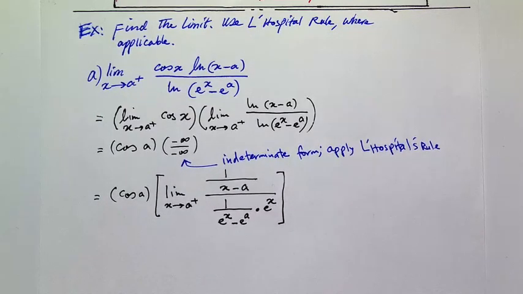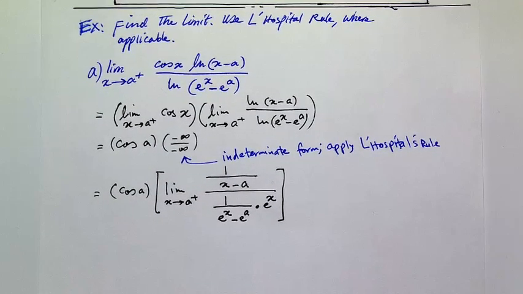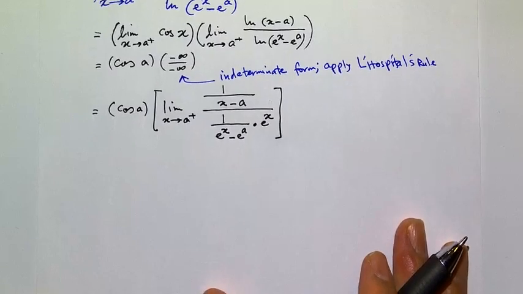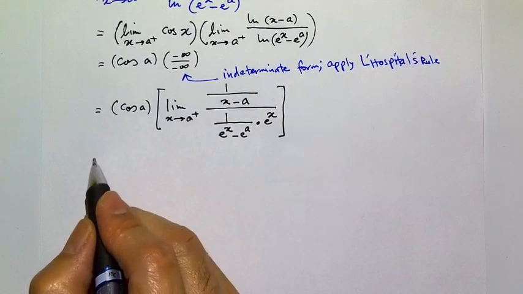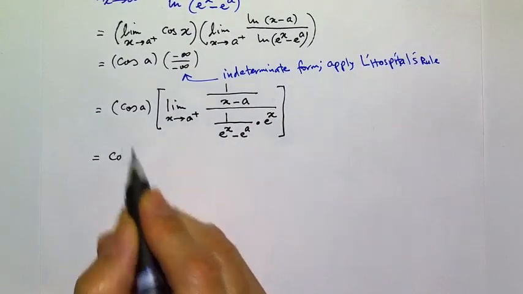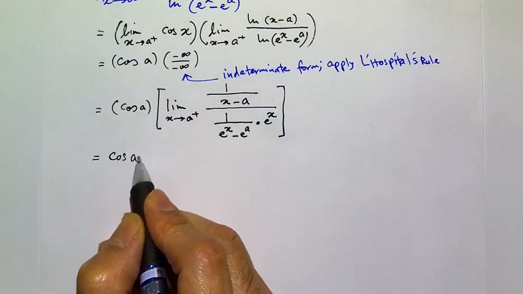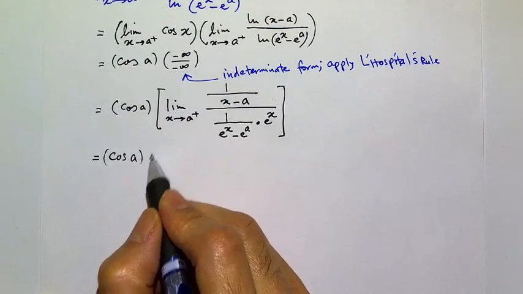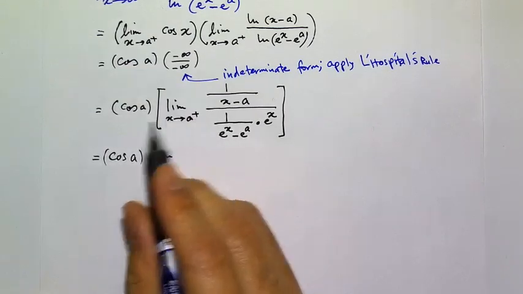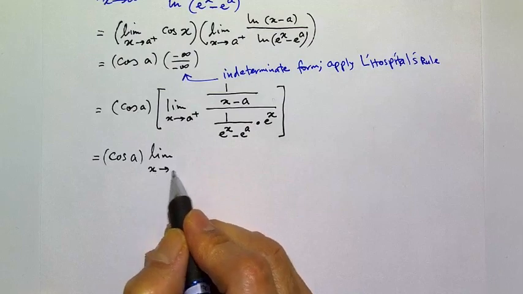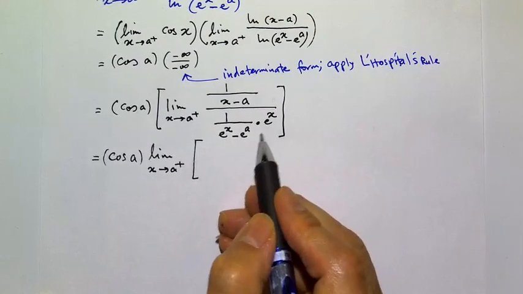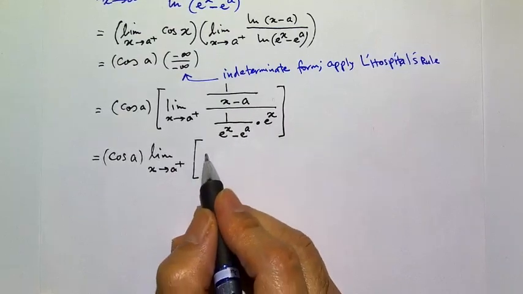Okay, like that. So now, let's clean this up a little bit. This is a complex fraction. Let's rewrite it so it's a little bit more clear what we have. So in the first piece, we have cosine of a times the limit, we can put this limit on the outside, limit as x goes to a from the right-hand side, and then we have e to the x.